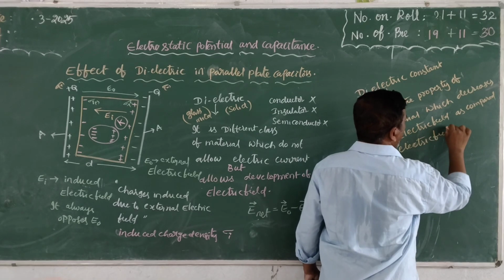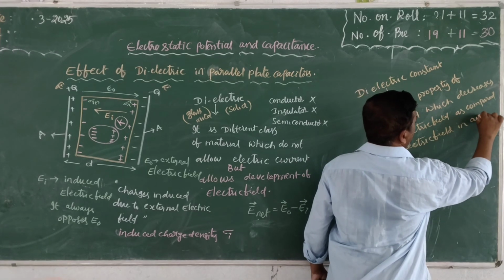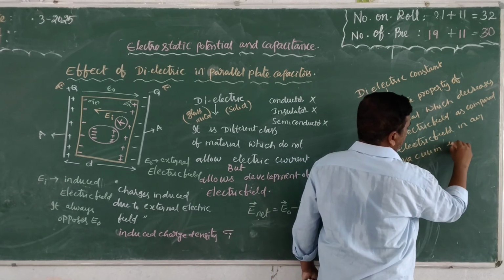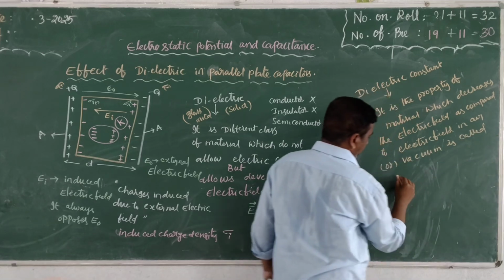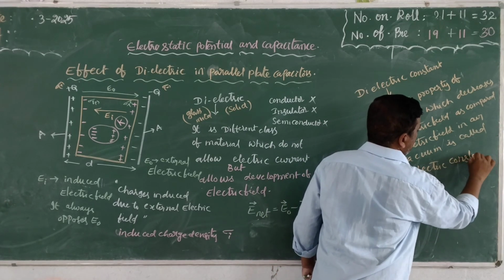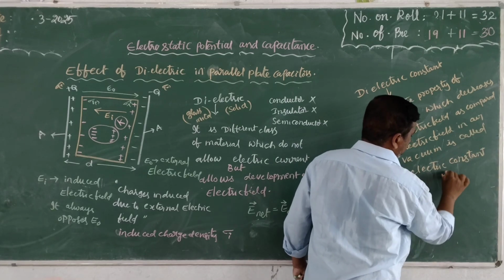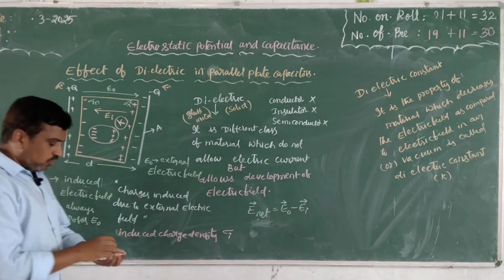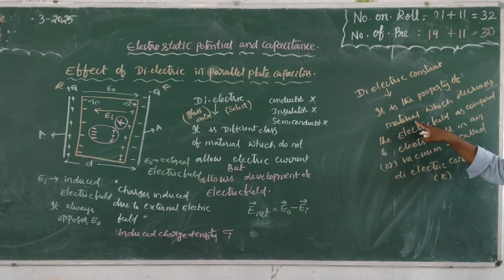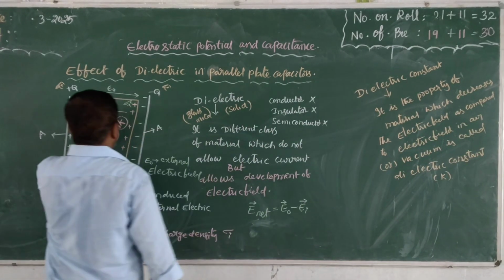The property of material which decreases the electric field as compared to the electric field in air or vacuum is called the dielectric constant. It is K. Here K means dielectric constant.